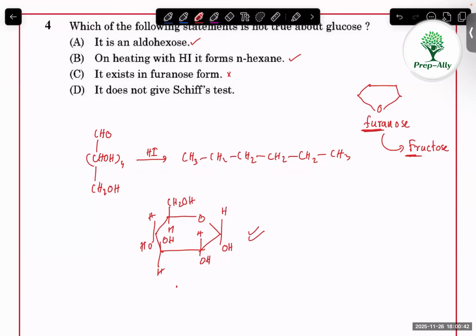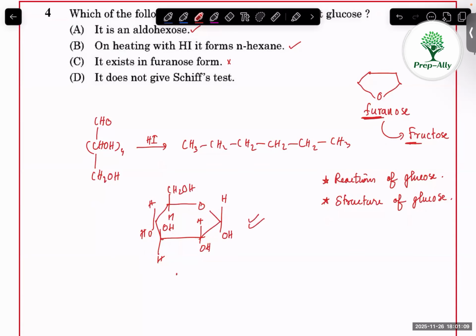So throughout this chapter, if you want to remember one thing, two key things are there: reactions of glucose as well as the structure of glucose. If you know both of them, it will be very easy to answer most of the questions. The structure of glucose has 6 carbons, where one end is CHO, the other end is CH2OH. And it will react with a lot of compounds: HCN, NH2OH, bromine water. So in different cases, different products will be formed.